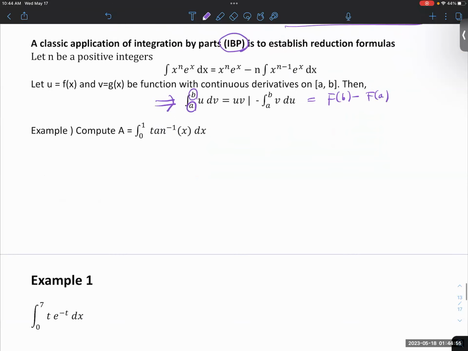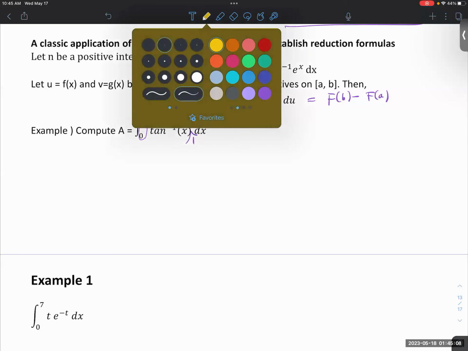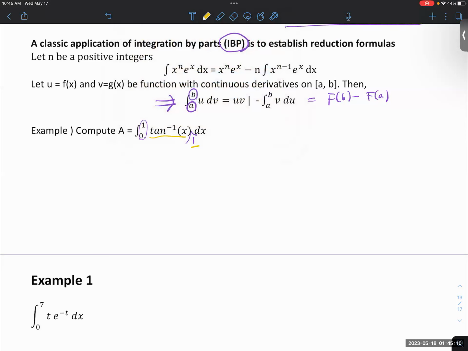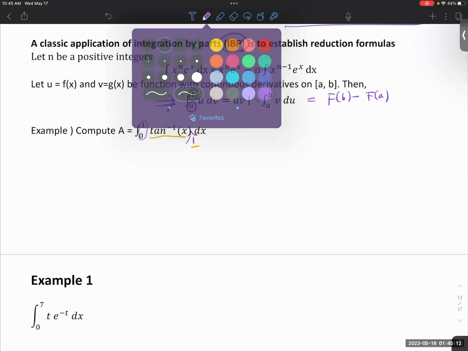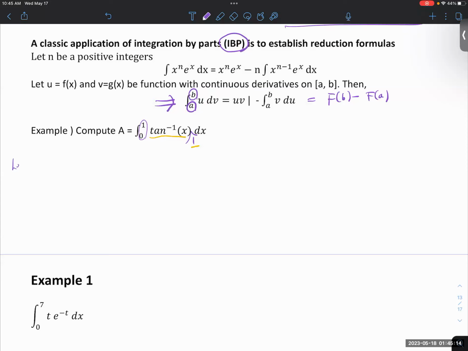So here is the example. I have a specific interval 0 to 1. And this time, we have a tangent inverse. So to utilize the IBP, let's assume there's an invisible 1. So we have 2 functions, tangent inverse times 1. So we can utilize the IBP method. So let u equal tangent inverse.